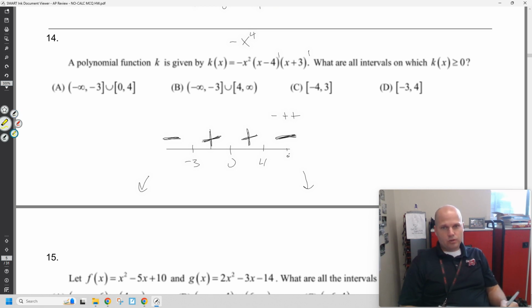Greater than or equal to 0, that's positive values as well as 0. Here are my zeros. Here are my positives, so I want to include the zeros and all the positives. I'm looking between and including negative 3 and 4.